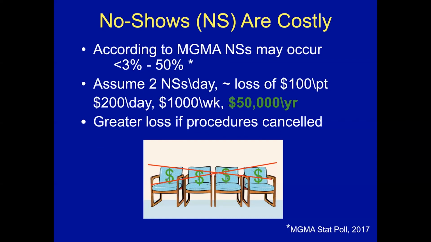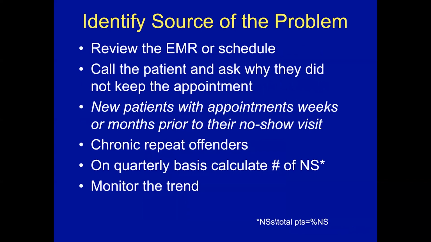For example, if you assume 2 no-shows per day and each no-show approximating a loss of $100 per patient, that's $50,000 per year that can be lost to the productivity of your practice. That number is even greater if you're considering procedures that are canceled without contacting the office, such as cystoscopies, bladder biopsies, or urodynamic studies. It's important to identify the source of the problem.